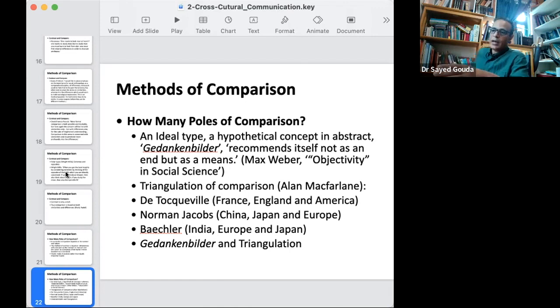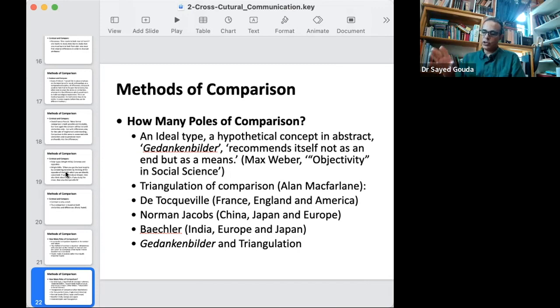And Alan McFarlane also agrees with that. And he also adds his own understanding by saying this triangulation. Triangulation is to add a third element. If you compare between A and B, then try to add C also, to compare between these three things. That will make sure you don't take sides.